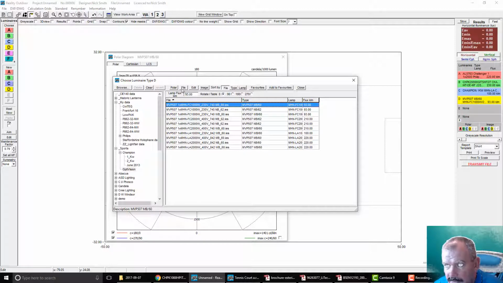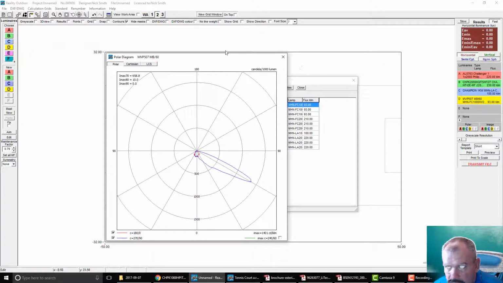Here's another example. This is the Philips OptiVision lantern. And that's exactly the same. These are all metal halide floodlights. So you can see how those distributions are.